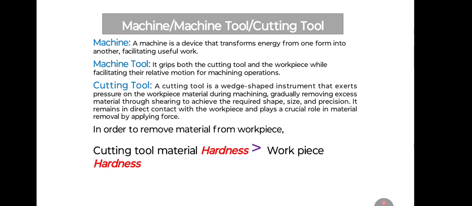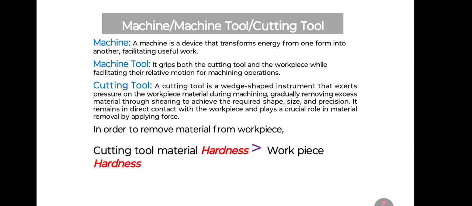So in order to remove material from the workpiece, there is a condition that we also need to know: the cutting tool material's hardness should always be greater than the workpiece material hardness, because the cutting tool is the one which is forcing the workpiece material and removing the material from the workpiece. So always the cutting tool material's hardness should be greater than the workpiece material.